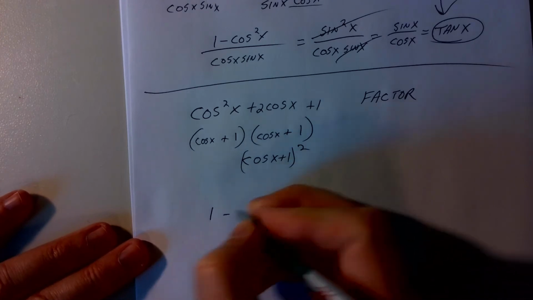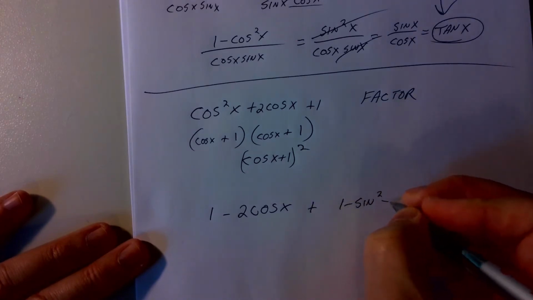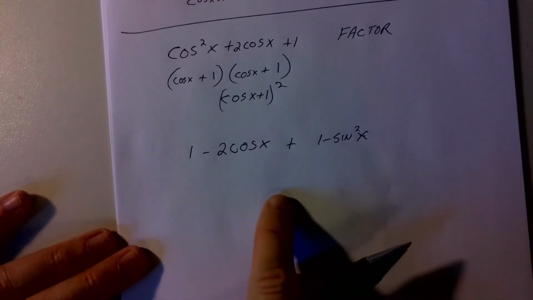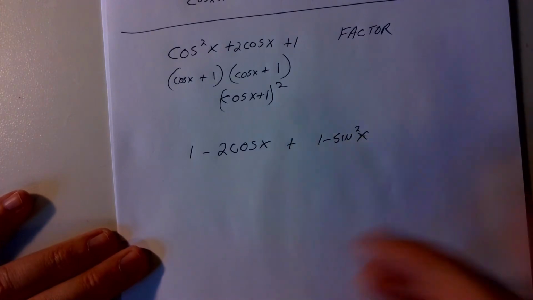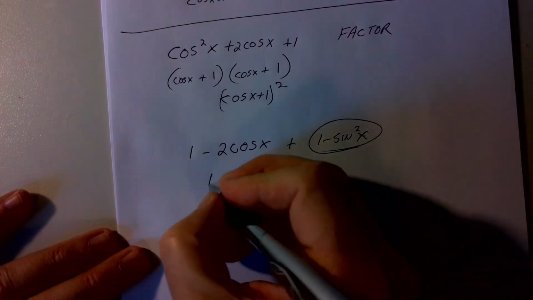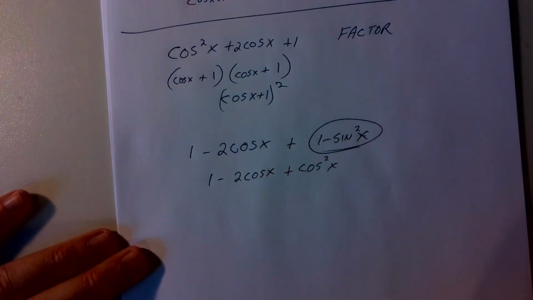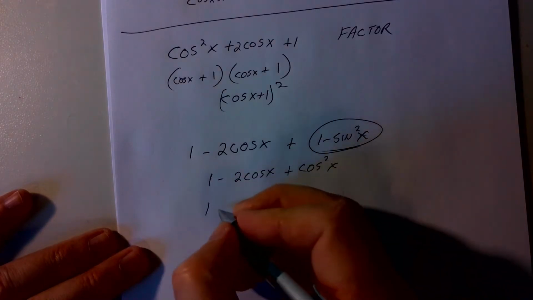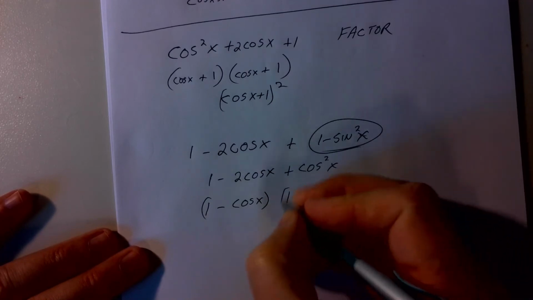Okay, so let's look at something a little bit more complicated and see if we can do something with this one. Let's do 1 minus 2 cosine x plus 1 minus sine squared x. So I got this big expression here, and I'm like, what can I do with this thing? If I'm trying to do factoring, I probably want to have the same signs in here. So 1 minus sine squared x, isn't that cosine squared x? So then I can write 1 minus 2 cosine x plus cosine squared x. Oh, that's a perfect square, and that's a perfect square. I wonder if this just means that I could do it as 1 minus cosine x times 1 minus cosine x. Let's try it.